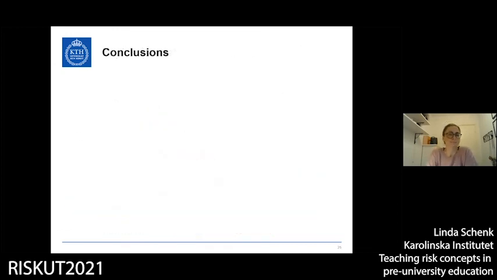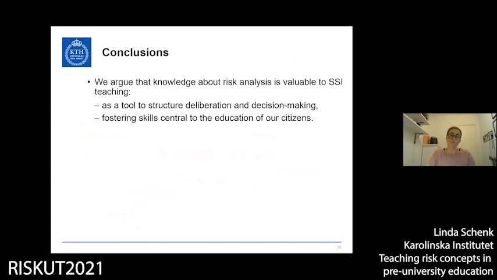So some conclusions from me is that we in the RISK-EDU project, and many others with us, argue that knowledge about risk and risk analysis is valuable to socio-scientific issue teaching, because it can be a tool to structure students' discussions and deliberations, and also to structure their decision-making.